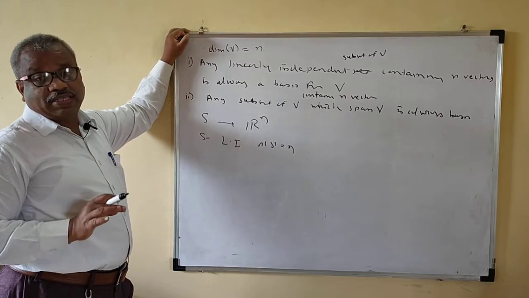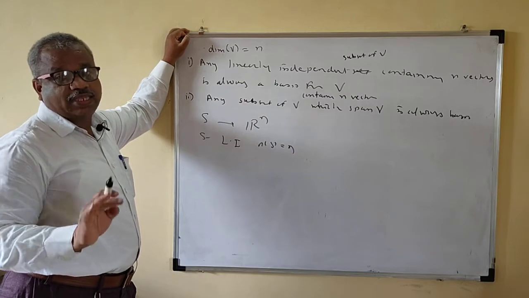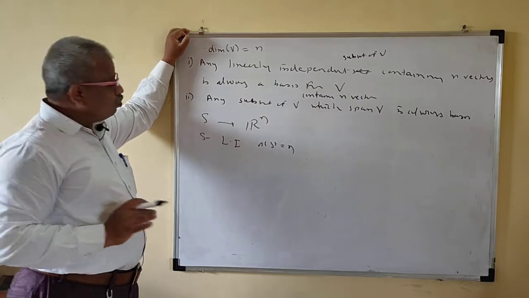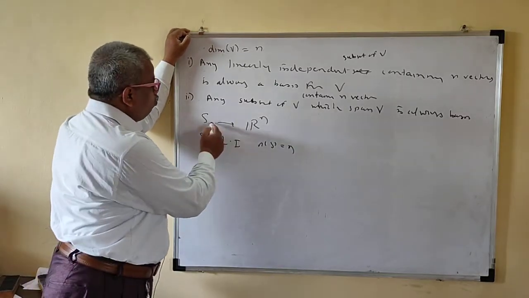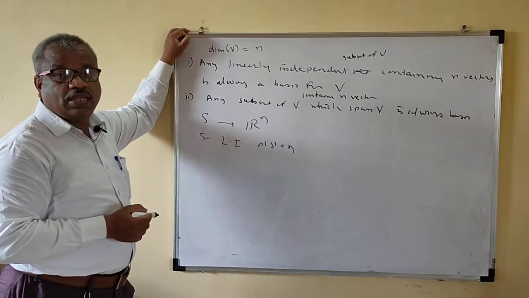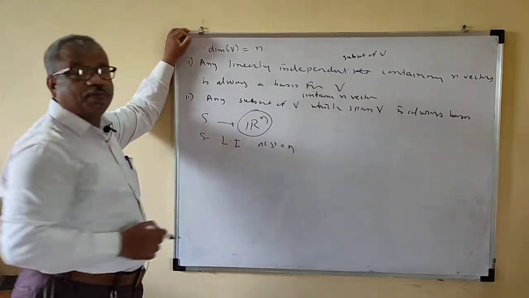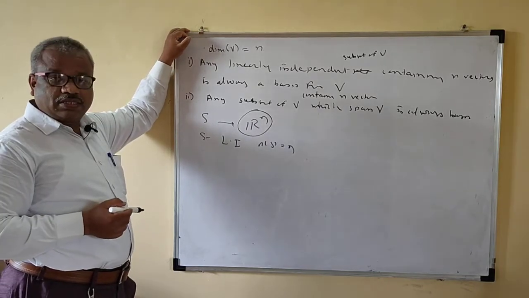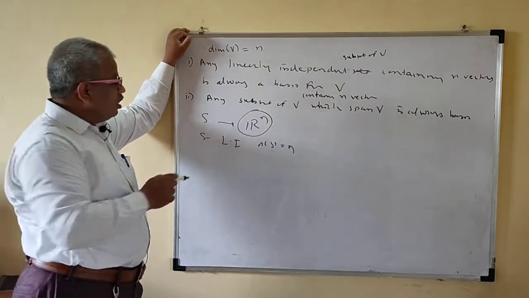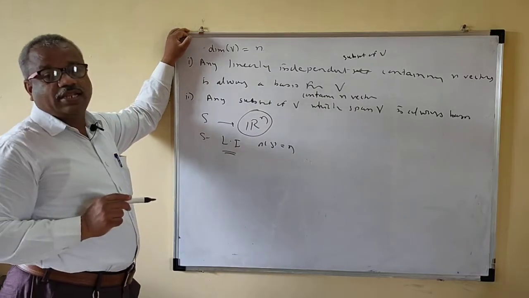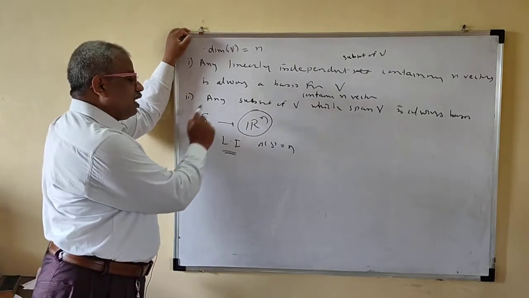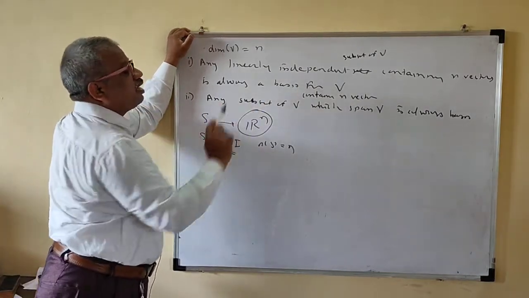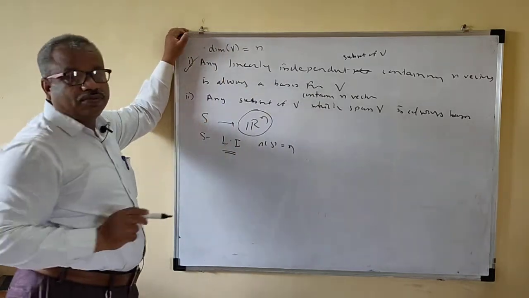Because what do you mean by a basis? If it is linearly independent and S spans V, then it is a basis. So if S is a subset of R^n, you know the dimension of that vector space. Then you only have to prove S is linearly independent. If S is a linearly independent set containing n vectors, it is always a basis. This theorem helps you.